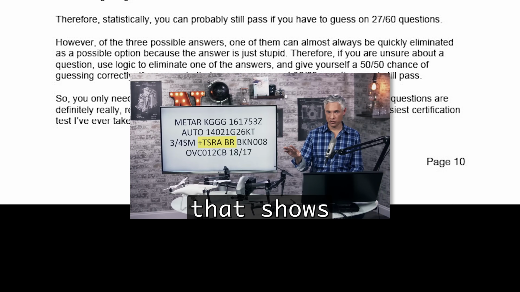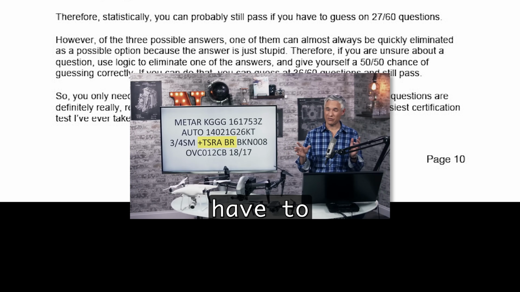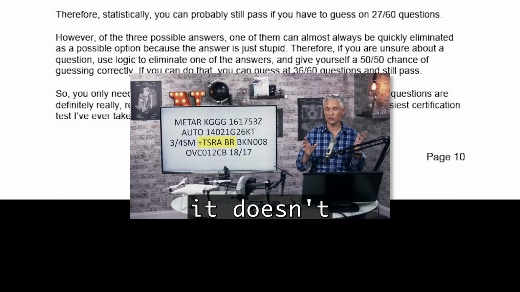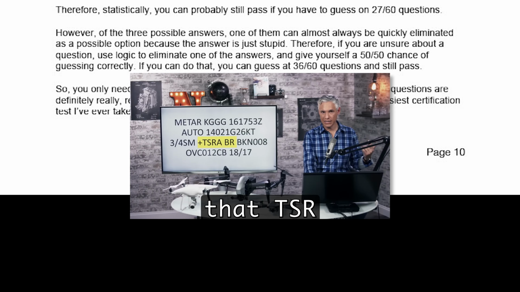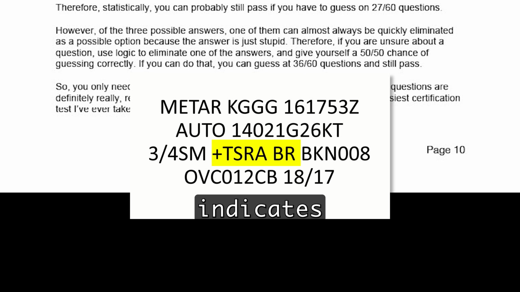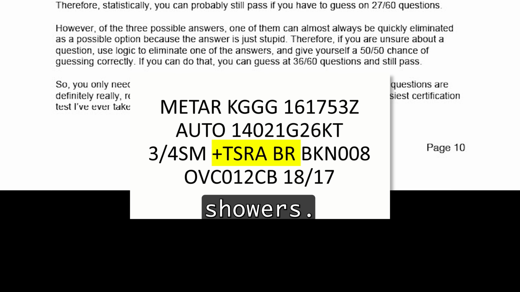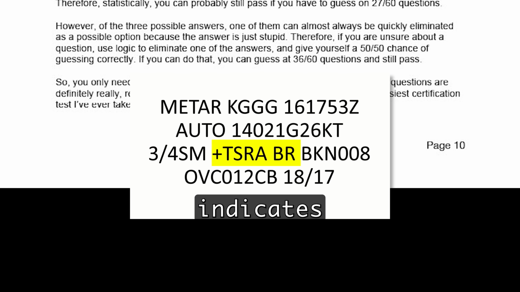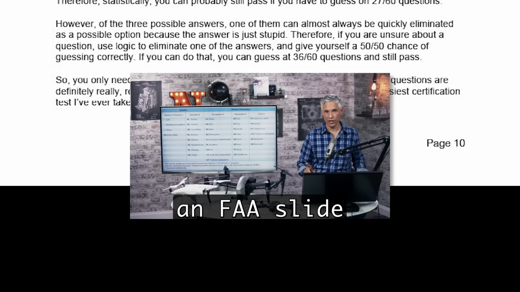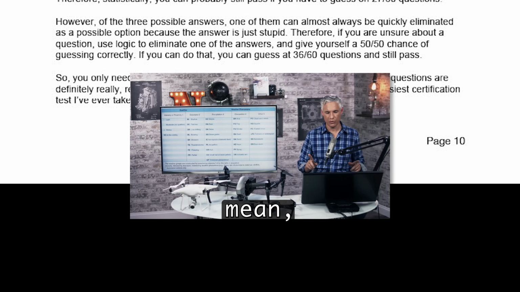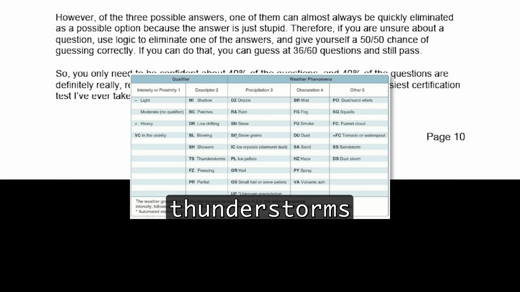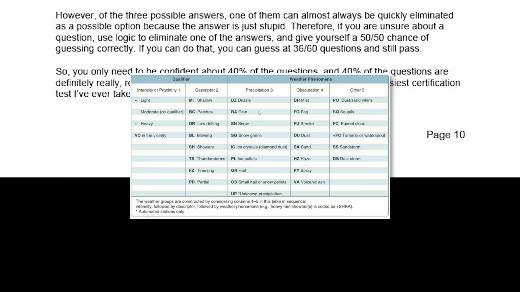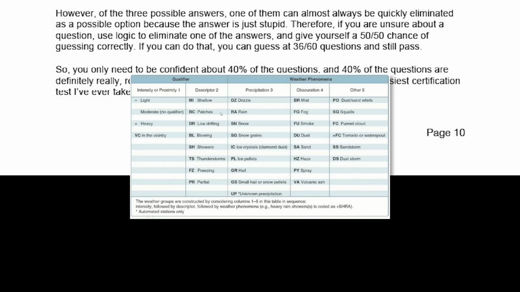I'll show you a chart that shows you what all these different codes mean. You don't necessarily have to memorize them, but it doesn't hurt to be able to recognize them. So I remember that TSRA indicates thunderstorms and rain showers. The BR actually indicates the mist. I'm going to show you an FAA slide that shows you what these abbreviations mean. So you can see, looking at this, TS, thunderstorms, RA, rain, BR, mist.